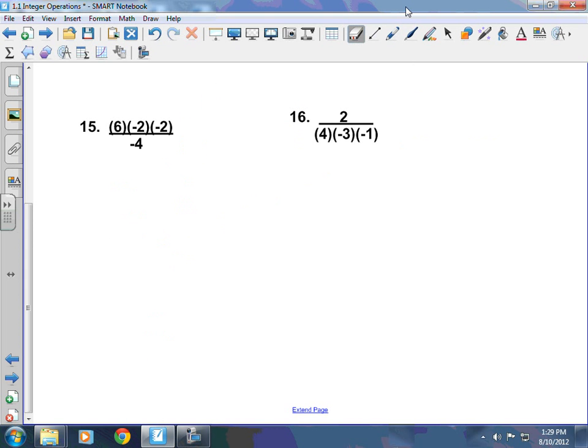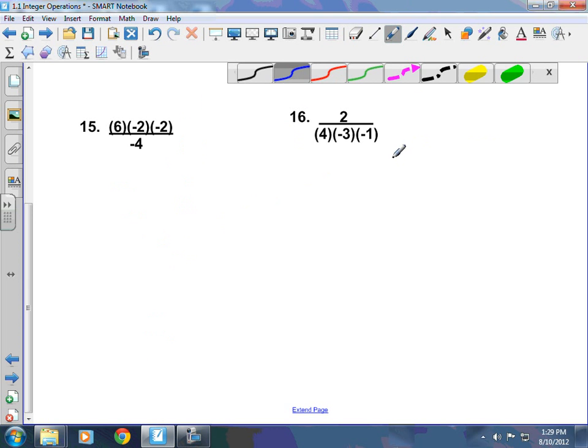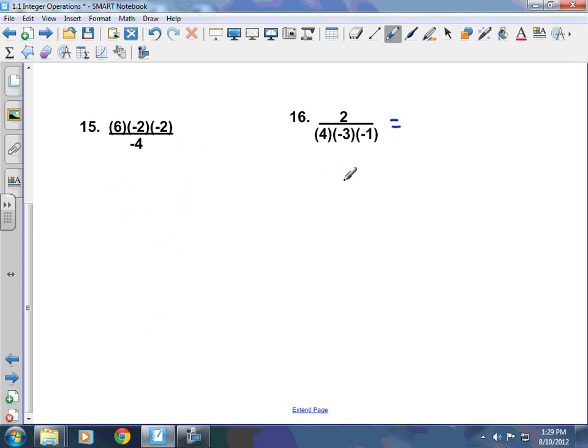I simplified the top. Well, this time the top is already simplified. 2 stays 2. 4 times negative 3 is negative 12 times negative 1. So then I have 2. Negative 12 times negative 1 is positive 12. Now, how many times can 12 go into 2 evenly? No. So I can reduce this fraction, but it's not going to be an integer.